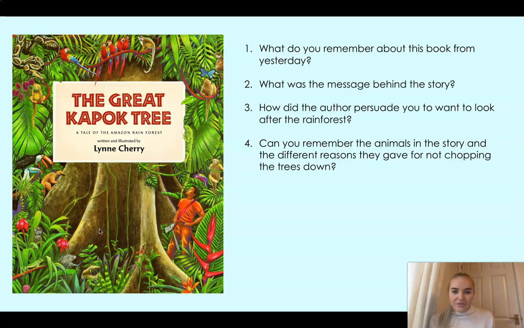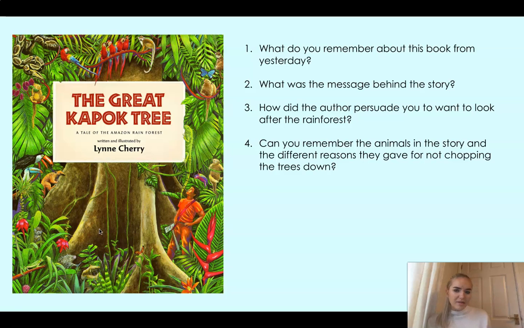Okay, so you might have remembered that the main message behind this story is that actually the tree, the great kapok tree, has many purposes for many different animals. It provides oxygen for them, it provides shelter for them, it provides food, it provides a home for them. Now there were lots and lots of animals that were trying to persuade the man not to cut down the tree. Now, they were given their reasons and they gave multiple reasons.